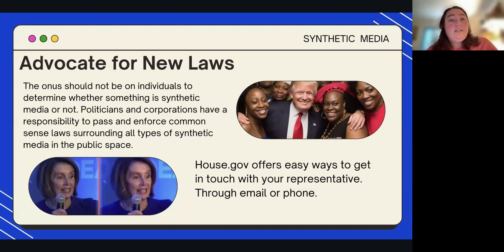House.gov offers great ways to get in touch with your representative. And they also offer pre-generated emails. So you can mostly have it pre-generated to say, I want to support this issue. There's this law pending about it. Yeah, because I just don't think we're going to get social media companies in particular to look into this.